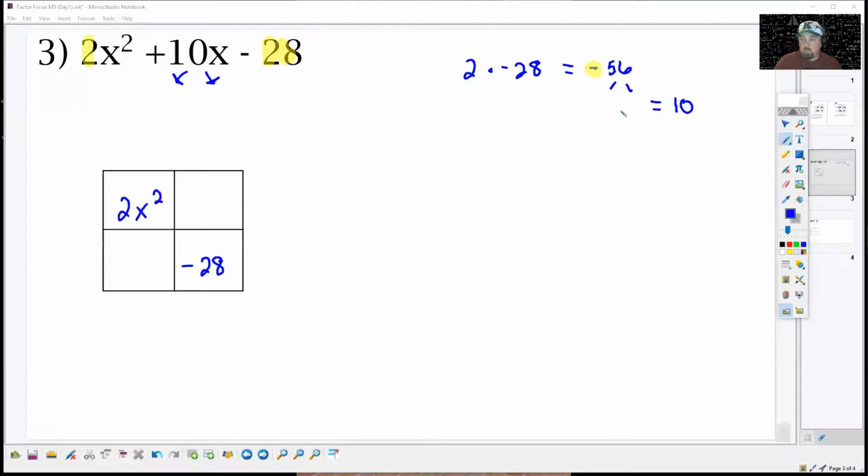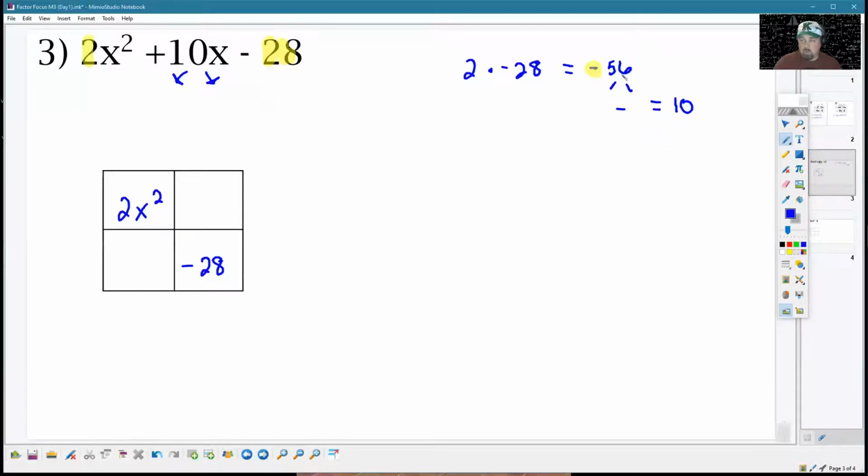So I need to pick 2 numbers that will multiply together to give me 56 that I can subtract to give me 10. So as we go through this and we make this list, let's see, we're going to have 1 and 56, 2 and 28.